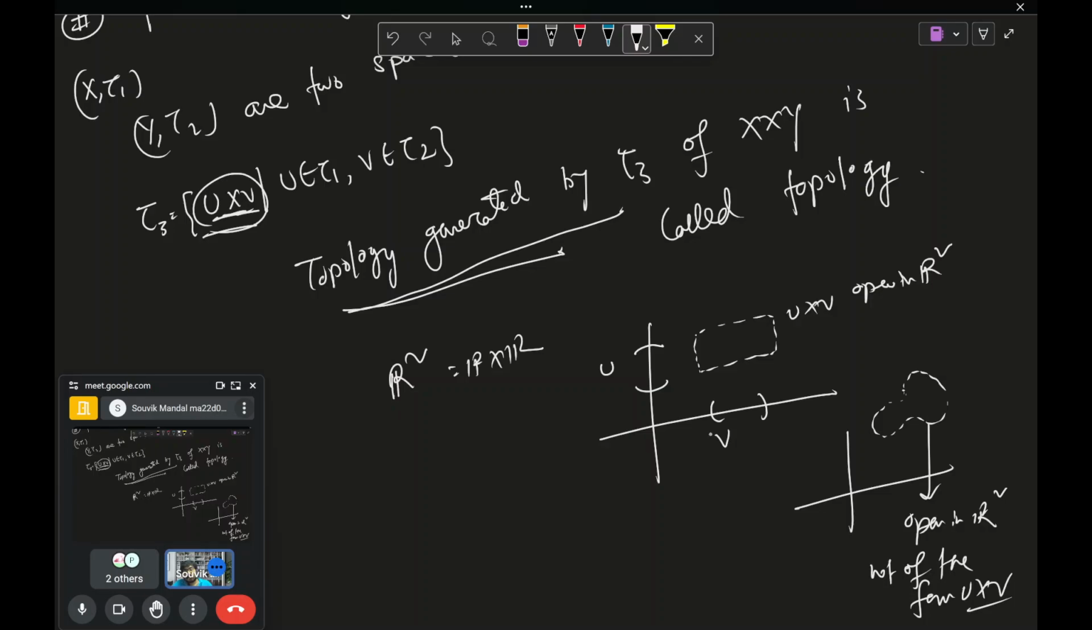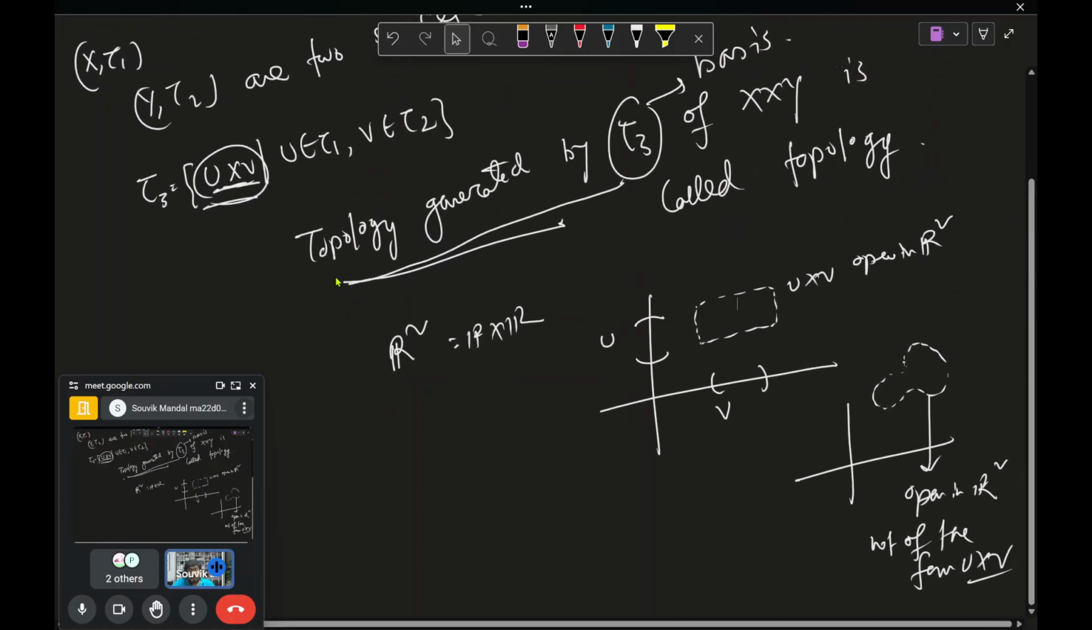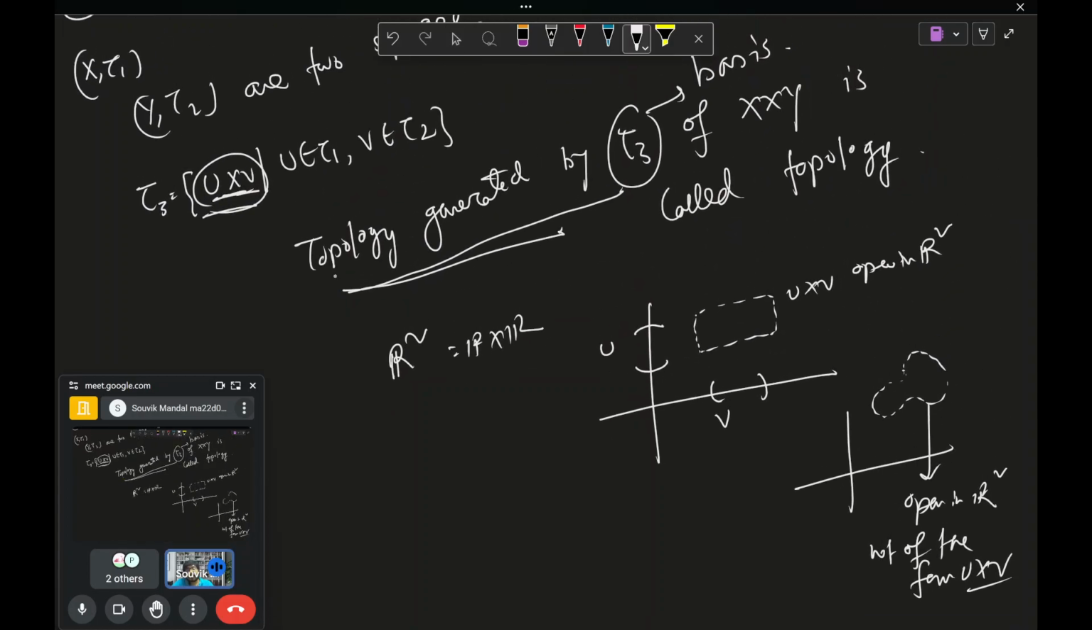Since we are writing the topology generated by tau 3, it means tau 3 is not itself the topology; tau 3 is a base. You can note this down. This is what the product topology means. So the product topology is defined in terms of a basis itself.